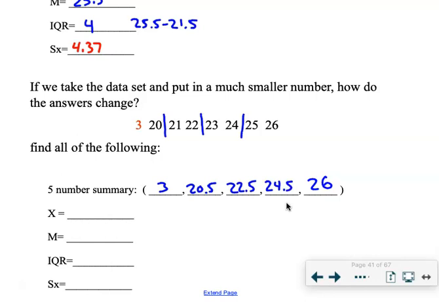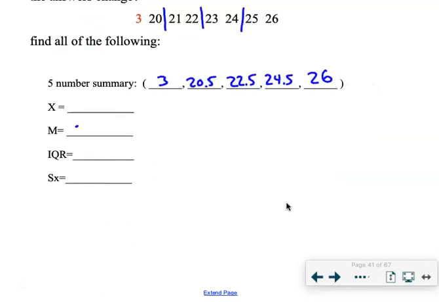Let's go through these then. The median is 22.5. The IQR is 24.5 minus 20.5, so it's 4 again. So something keeps happening with the IQR and it stays the same.